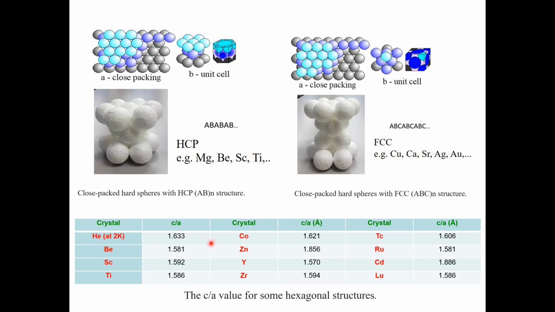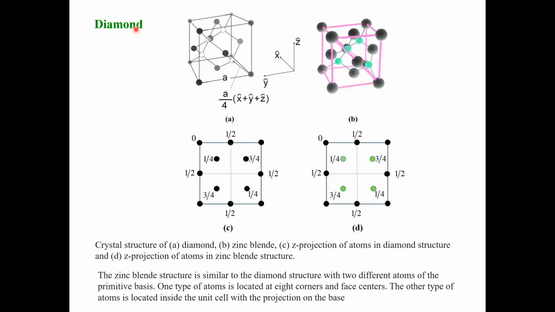This table is an example of the hexagonal close pack. This is the type of crystal, and this is c over a. Okay, good. So next, move to diamond.